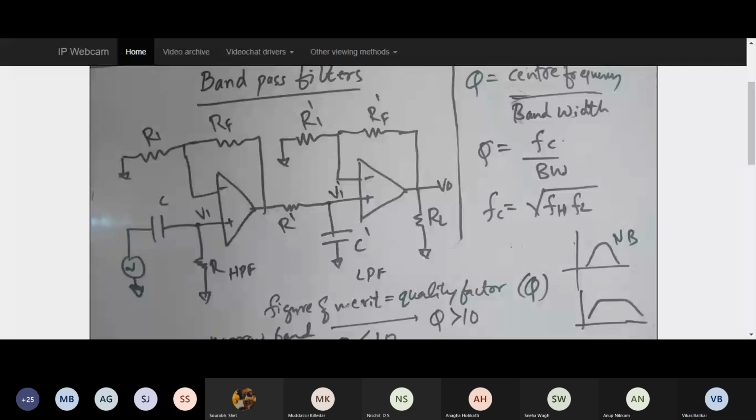But of course, this circuit diagram is specifically meant for the wide band filter.